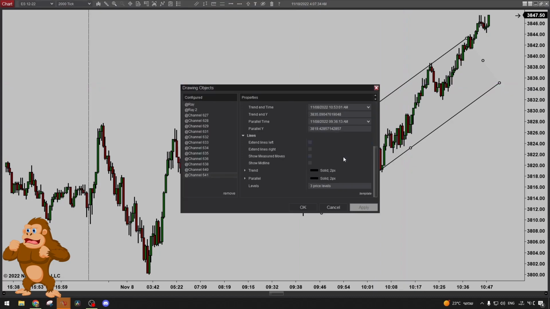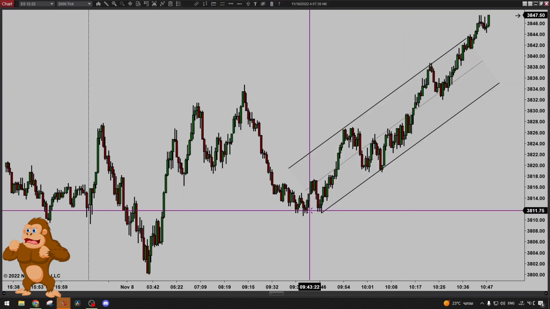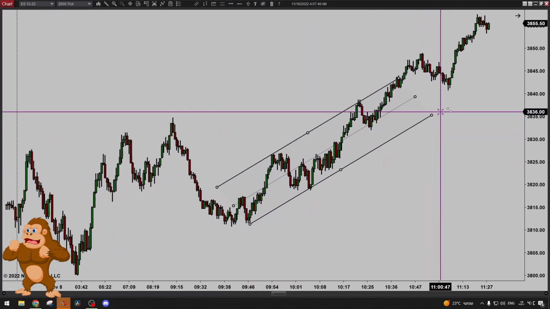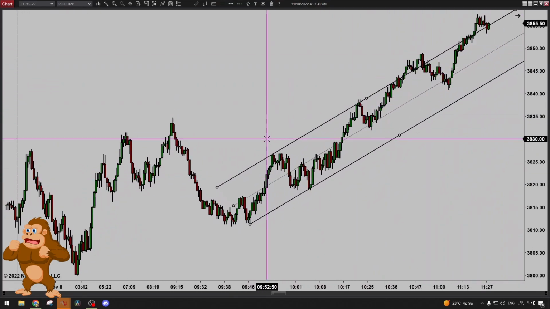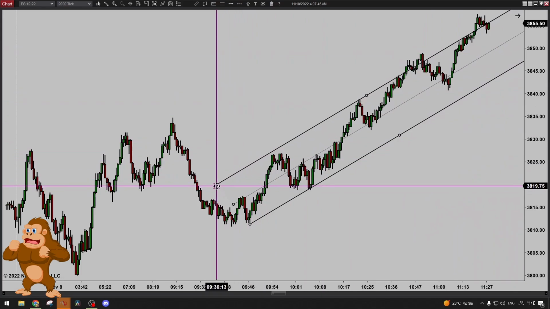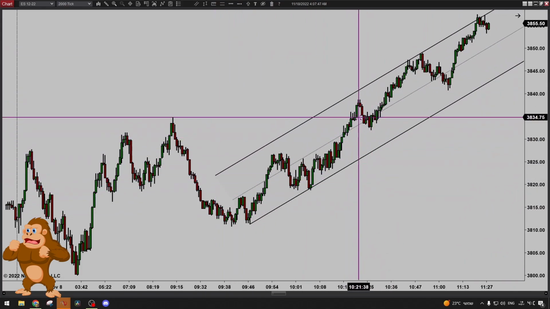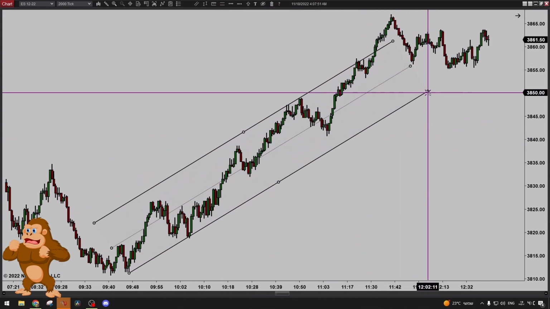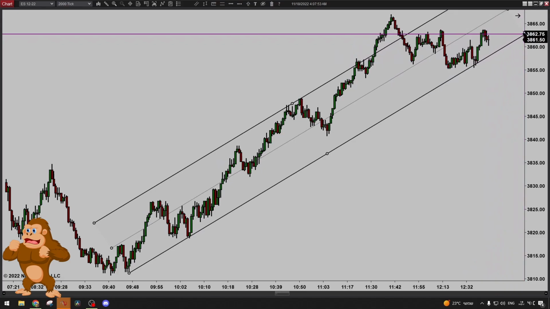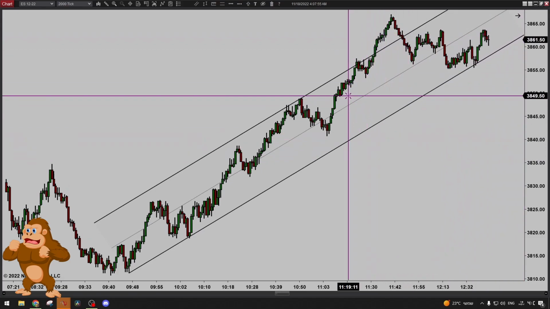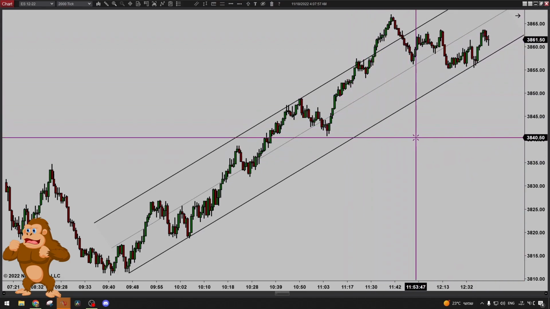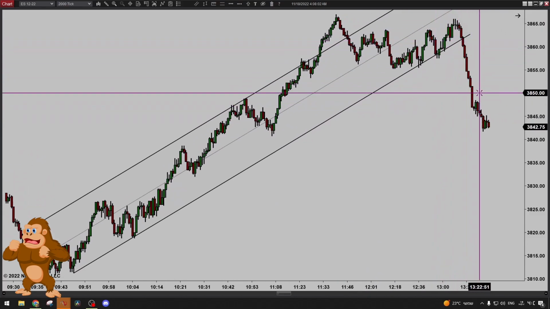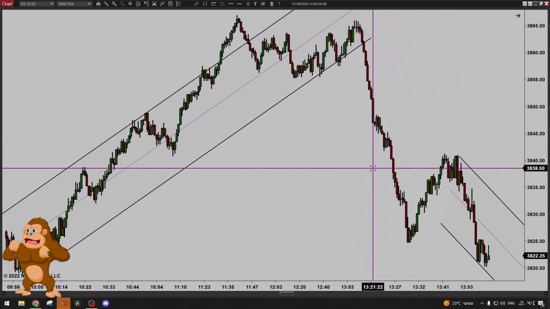Midline. Yeah, okay. Now you do something like this. Maybe this was not an overshoot. See? It's holding. This was an overshoot. This is a channel. Break. And no new high.